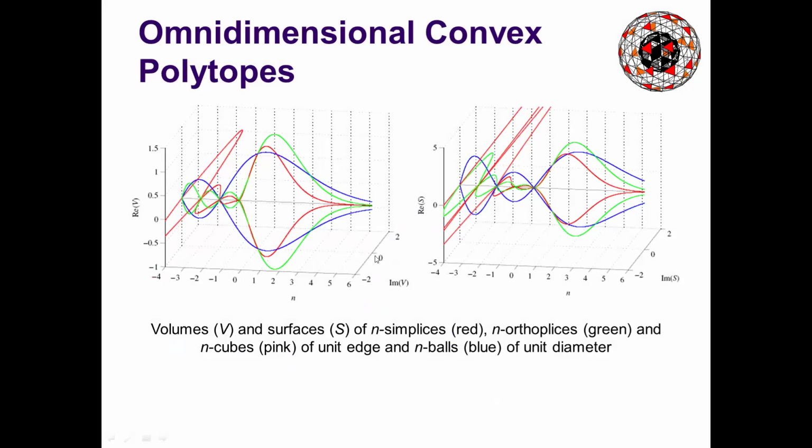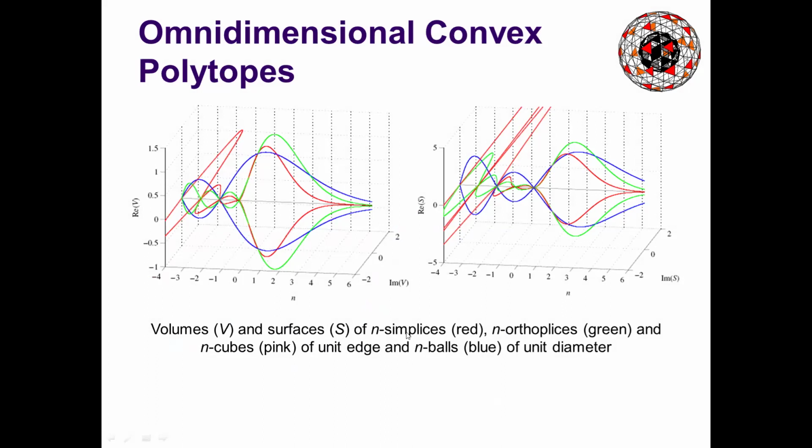We have also analyzed the surface and volumes of simplices, like a triangle, which is a simplex in 2 dimensions, and orthoplices and cubes. Basically, those are the only convex polytopes that are present in all dimensionalities.